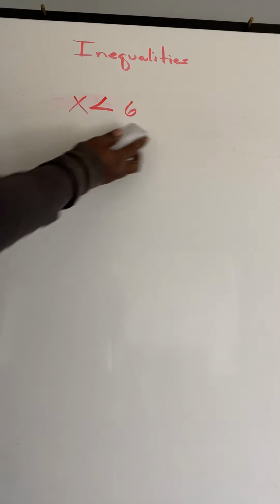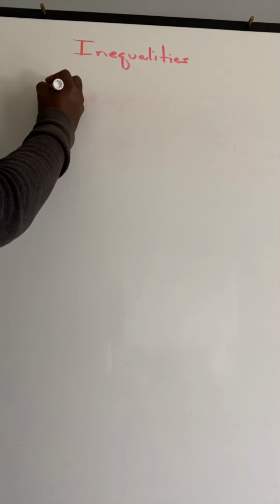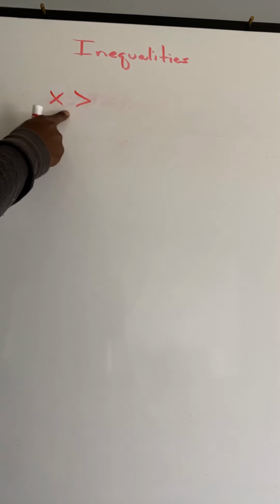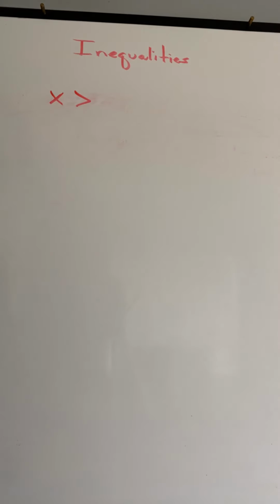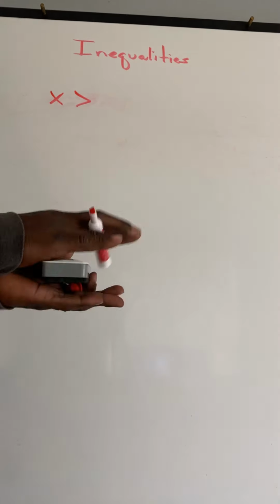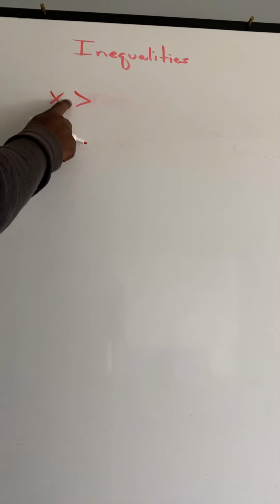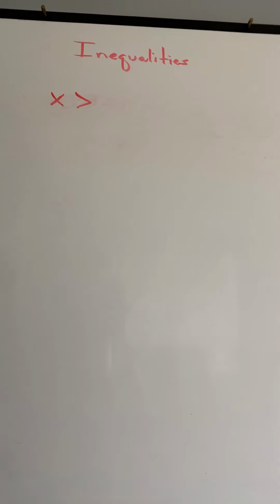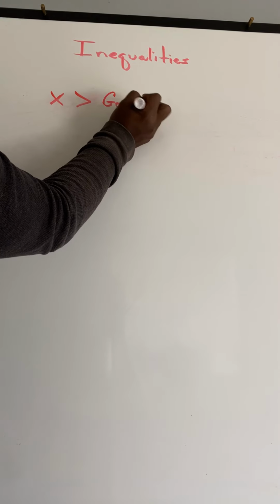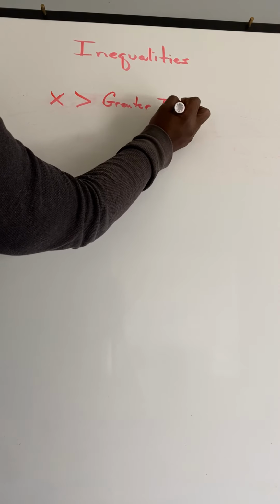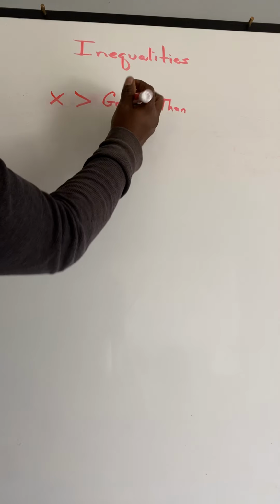So let's talk about the first few signs, okay? So this right here, see how the big sign is facing the variable, the big opening? We call that the Pac-Man. Anytime the Pac-Man, which is this opening part, is facing the variable, that's telling you that it is greater than. Okay, greater than.